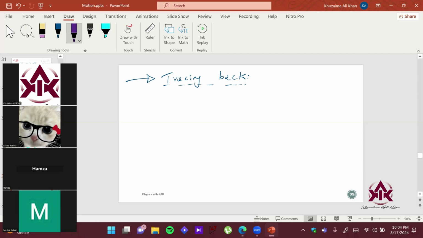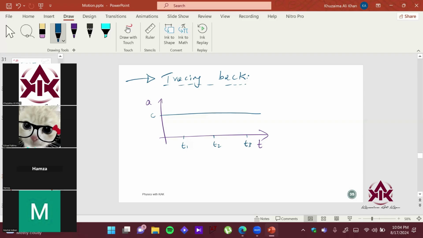सो नाउ लेट्स इमेजिन वी हैव दिस ग्राफ गिवन टू अस. मेरी लाइन थोड़ी खराब है. वी हैव दिस ग्राफ ऑफ एक्सेलेरेशन टाइम ग्राफ, राइट? एंड दिस इज अ कांस्टेंट वैल्यू, राइट? कुछ भी वैल्यू c बोल दो, ठीक है. ये है टाइम वन, कुछ भी वैल्यू हो सकती है. आई एम जस्ट गिविंग इट वेरिएबल्स. दिस इज T2, दिस इज T3, ठीक है.